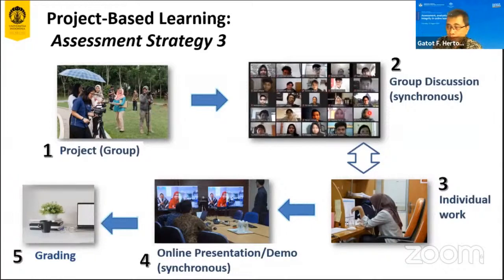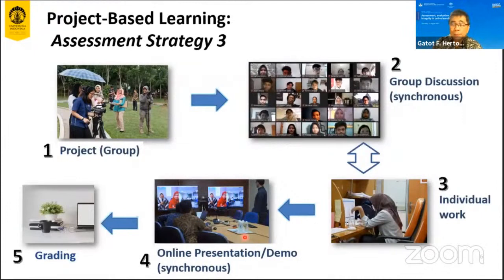So after they discuss, they can continue with individual work, and this process also can be iterated. They can go back to the group or the forum to discuss more about the project. And to show the output or a product, each group has to present a demo or a result of their work.